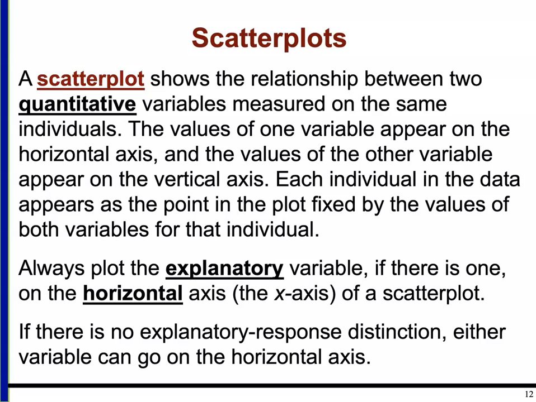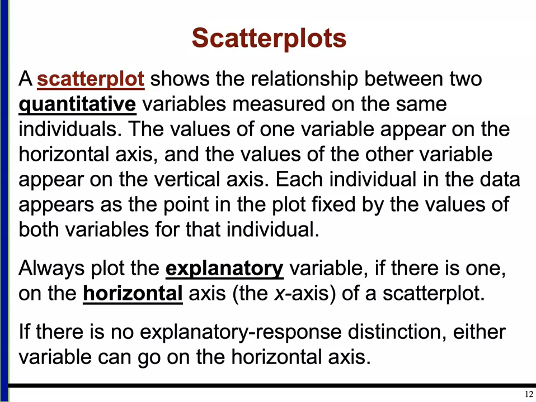Now on these scatter plots, it's two variables that are measured on the same individual. So you'll have the value of one variable on the horizontal axis and the value of another variable on the vertical axis. So each individual in the data appears as a point in the plot, and it's fixed by the values of both variables for that individual.